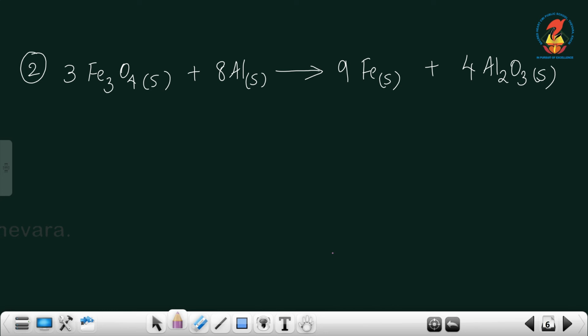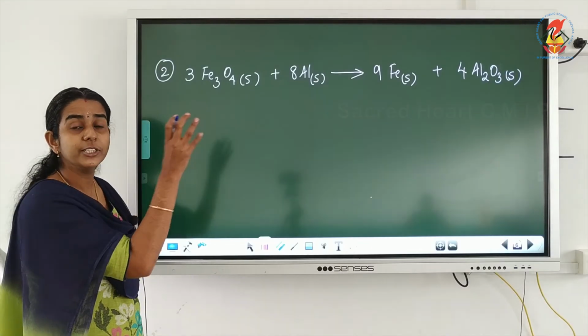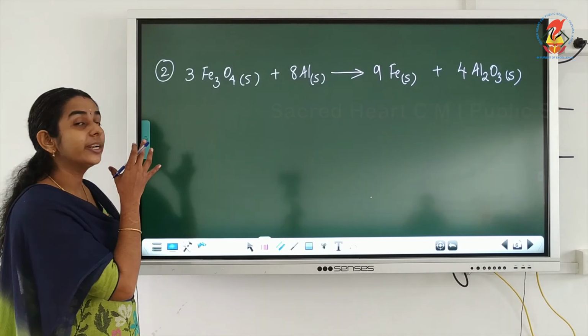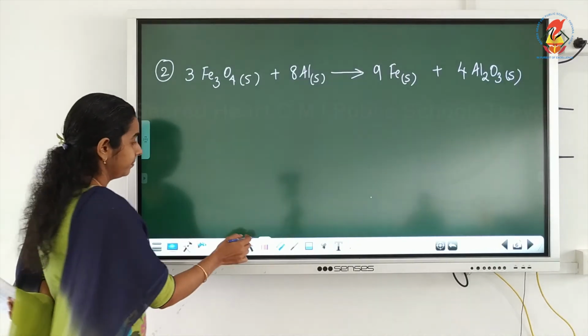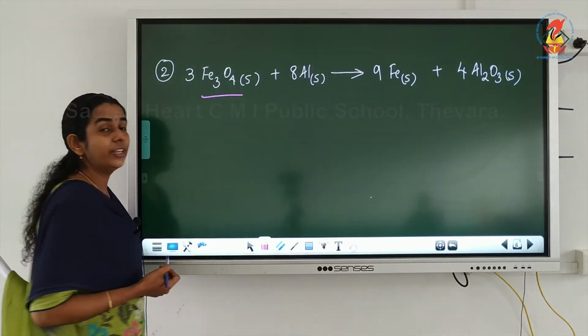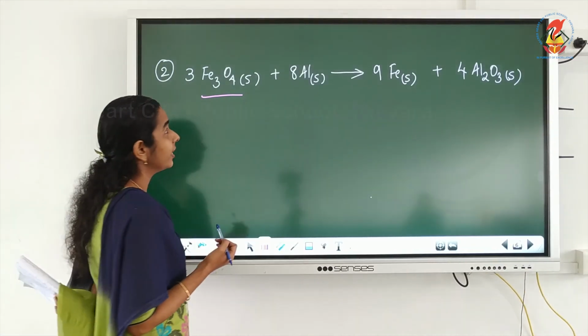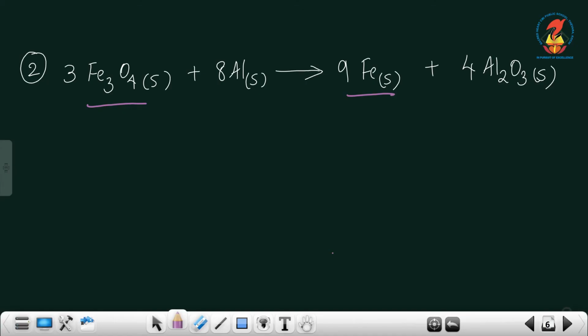Now, in the second equation, Fe3O4 is reacting with aluminium to give iron and Al2O3. So, look at each reactant present on the left hand side and see what happens to each species here. We have to identify which is undergoing oxidation and which is undergoing reduction. So, see what happens to Fe3O4 here. Fe3O4 becomes Fe. How does Fe3O4 become Fe? By the removal of oxygen.